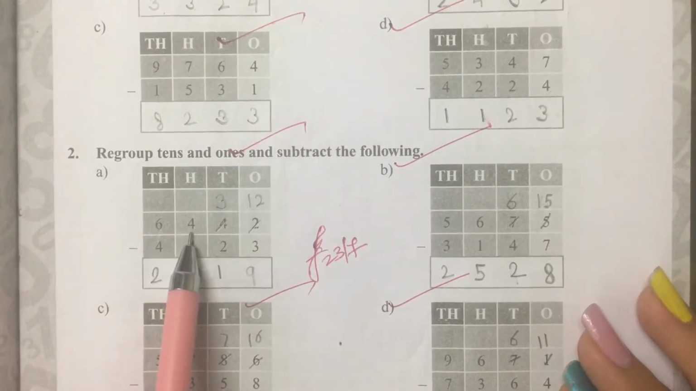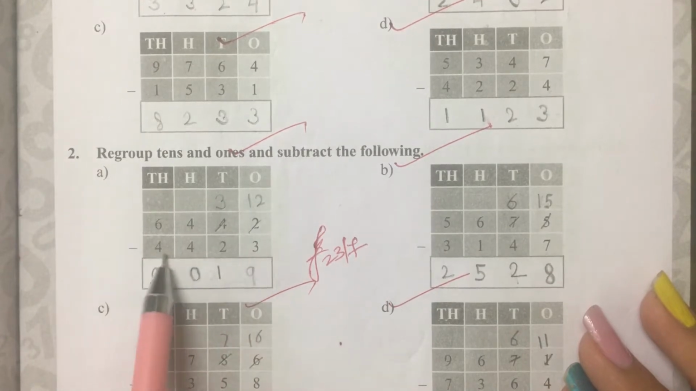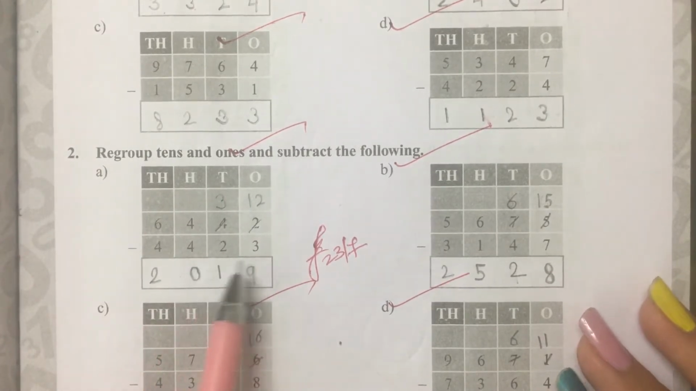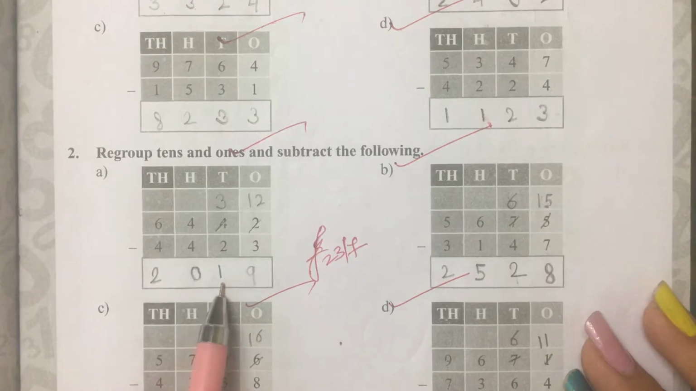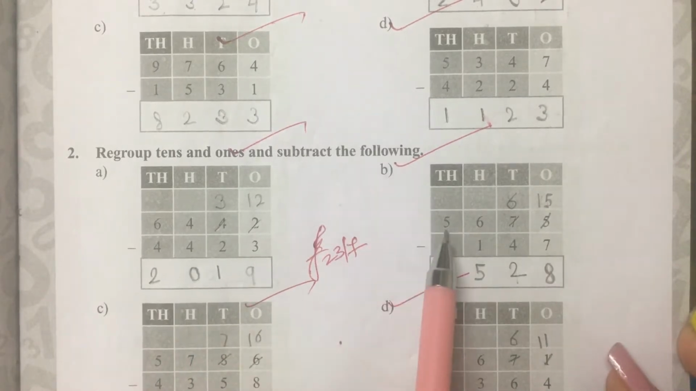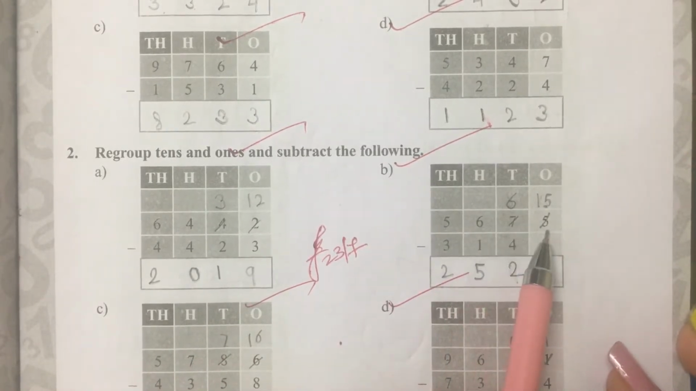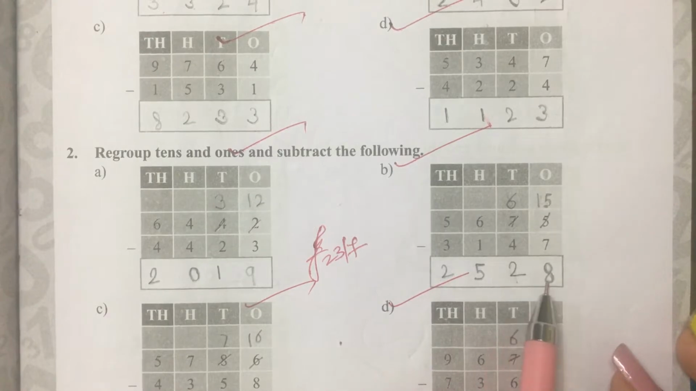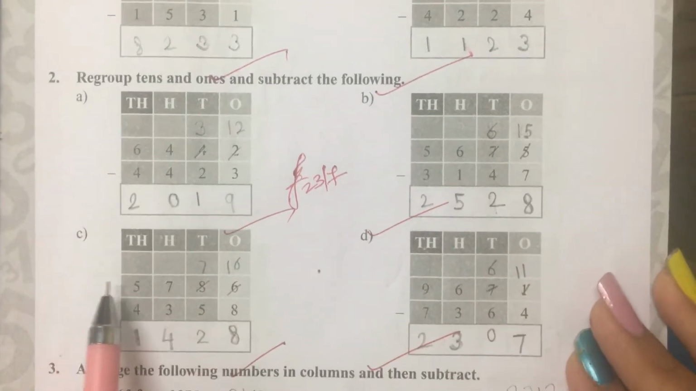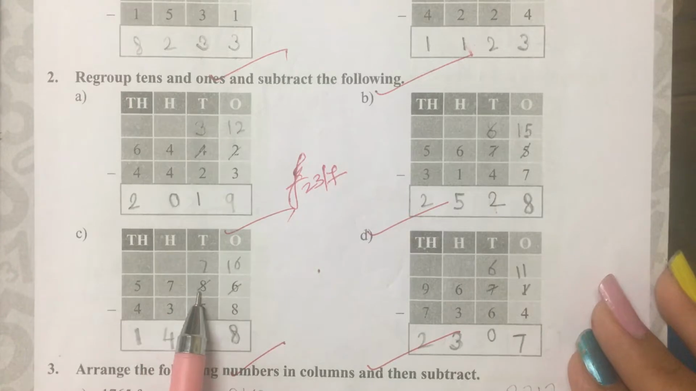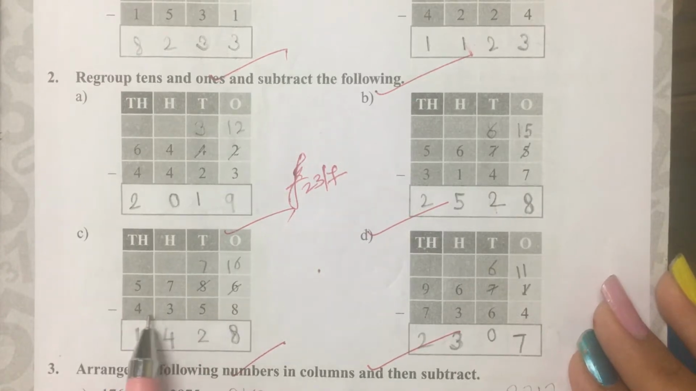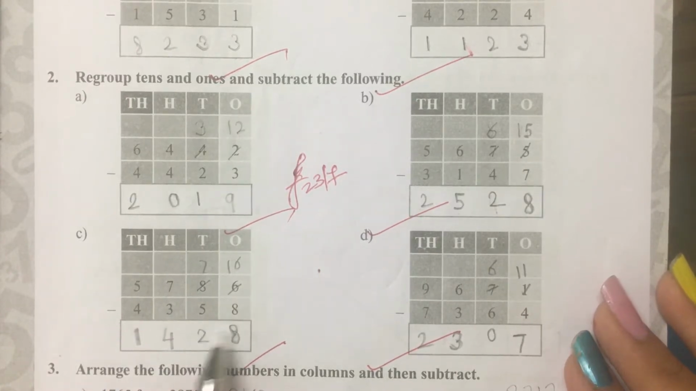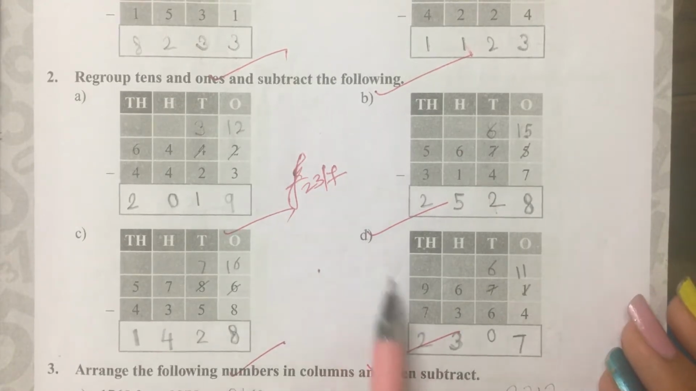A. 6,442 minus 4,423 equals 2,019. B. 5,675 minus 3,147 equals 2,528. C. 5,786 minus 4,358 equals 1,428.